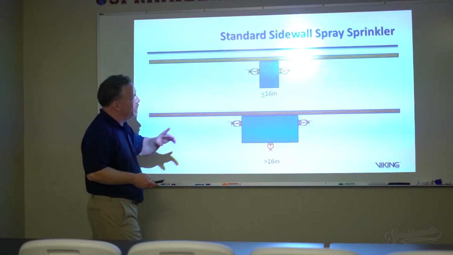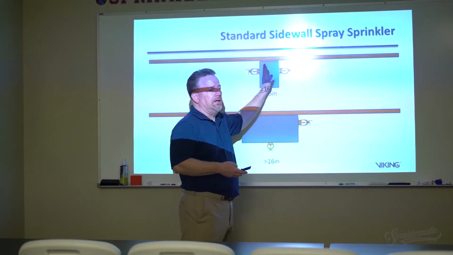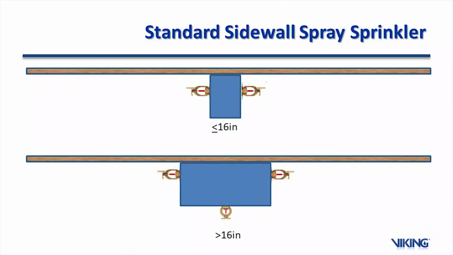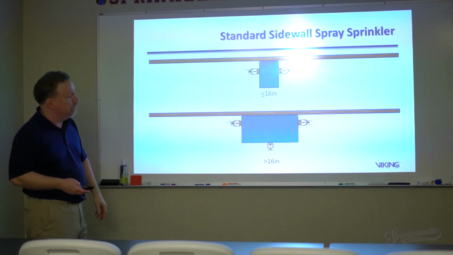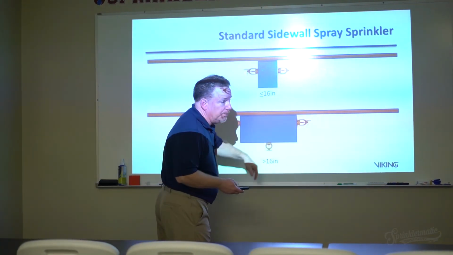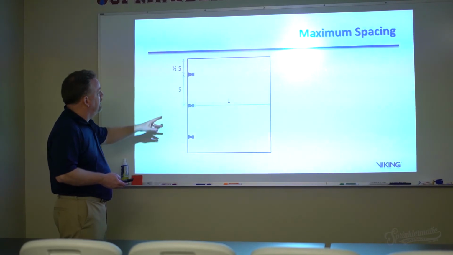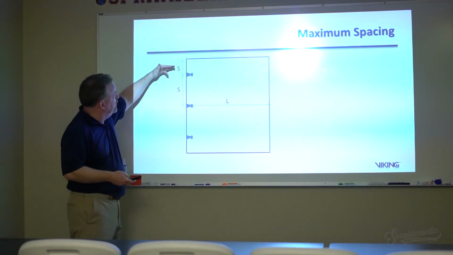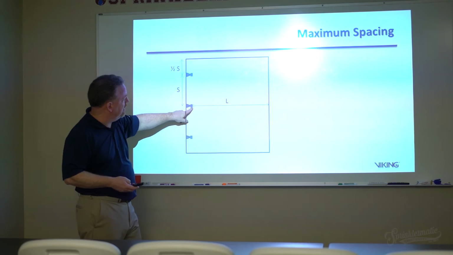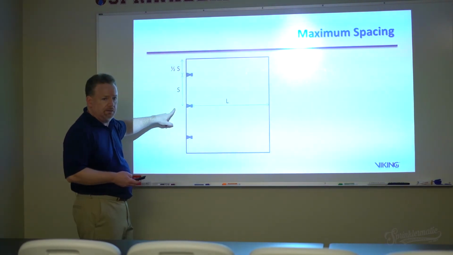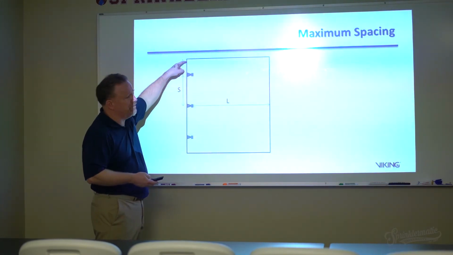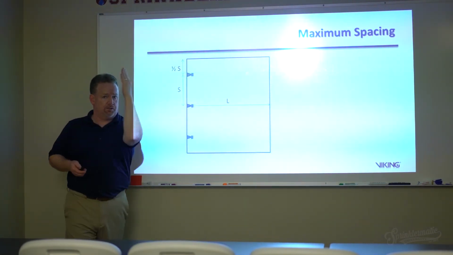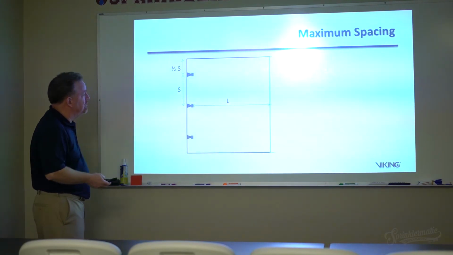Yes, you can put sidewalls on opposite sides of an obstruction. It is a perfectly legitimate way to do that as long as the obstruction is 16 inches or less in width. Once it's greater than that, you have to put one down below. With the spacing, L is the distance across the room, S becomes the distance between sprinklers, and half of S is the distance to the wall as the sprinklers spray out into the building.